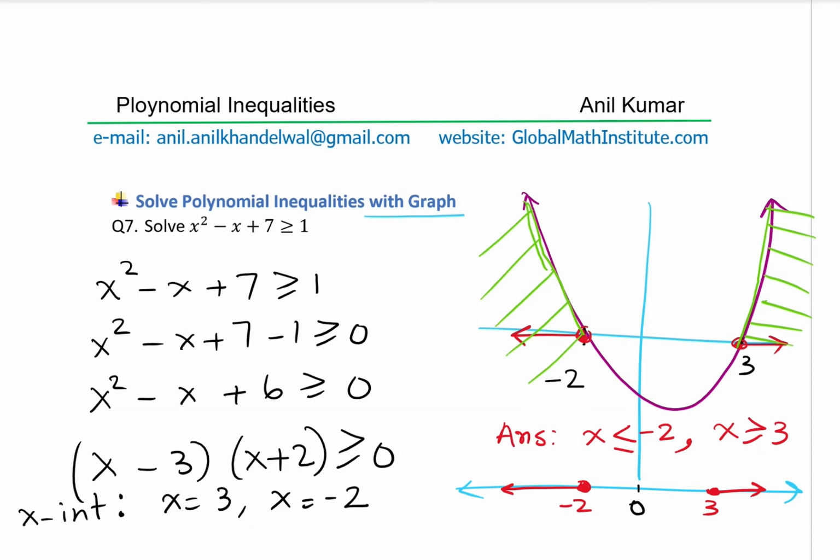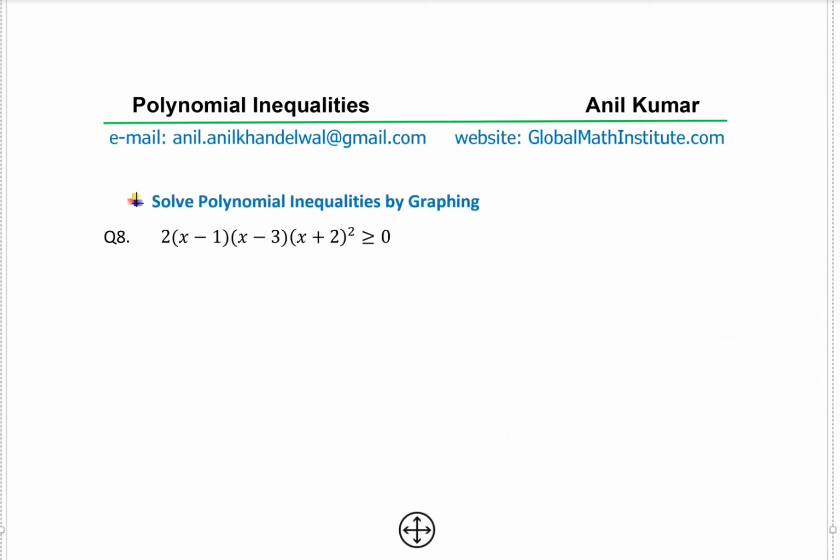Let's move on and take the next question now, which is question number 8. Solve polynomial inequalities by graphing. So we still have another example with graphing. The question is 2 times x minus 1 times x minus 3 times x plus 2 whole squared greater than equal to 0. Let us see how to sketch this polynomial.